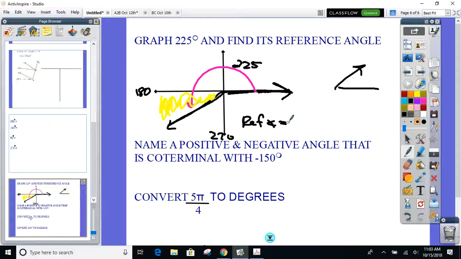Okay, 225, what are you doing here? You're taking that 225 and doing what with the 180? Subtracting it and getting what's in between, and that's a 45-degree angle. Everyone all right there? Okay, I'm going to keep moving.